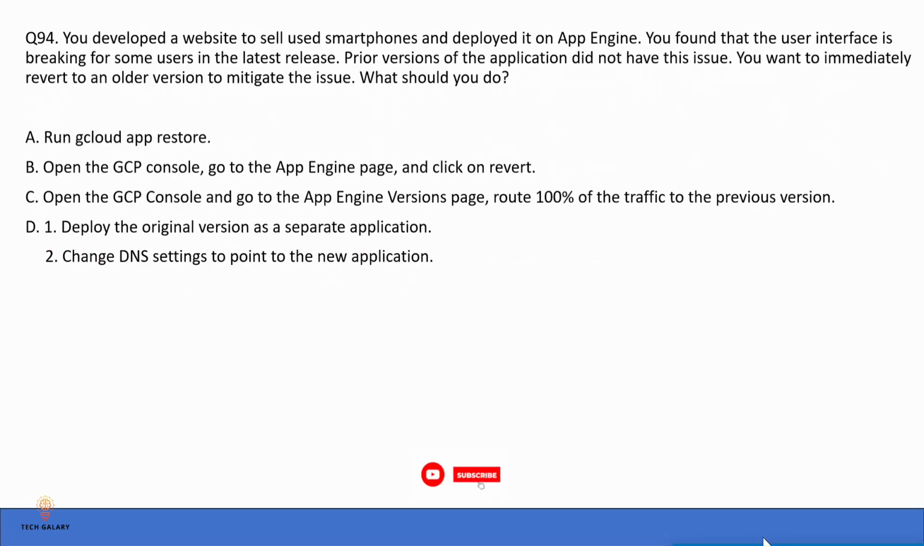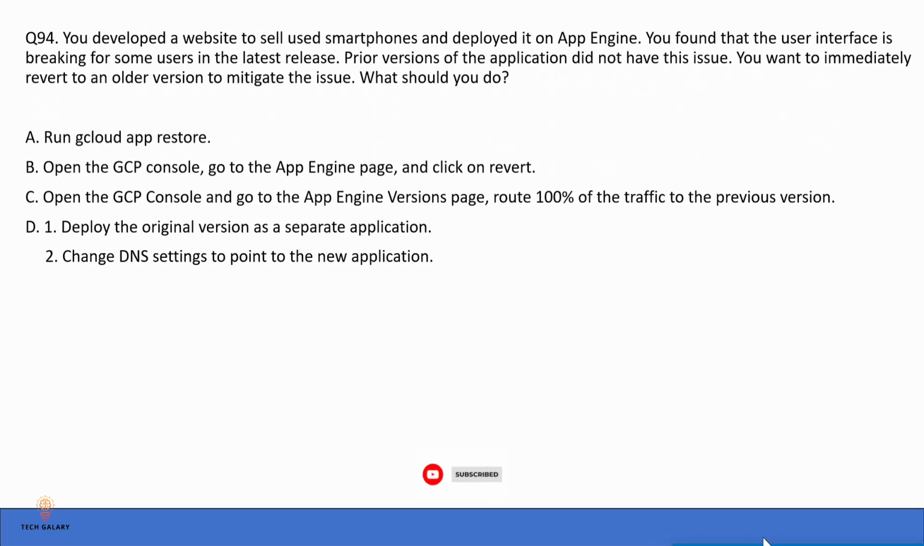You developed a website to sell used smartphones and deployed it on App Engine. You found that the user interface is breaking for some users in the latest release. Prior versions of the application did not have this issue. You want to immediately revert to an older version to mitigate the issue. What should you do? Option A, run gcloud app restore. Gcloud app restore is not a valid gcloud command, so this option is not correct.